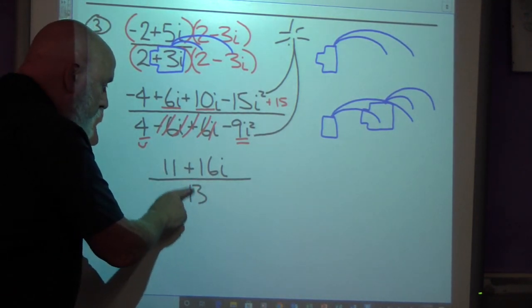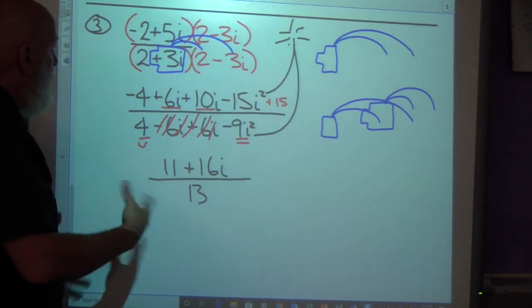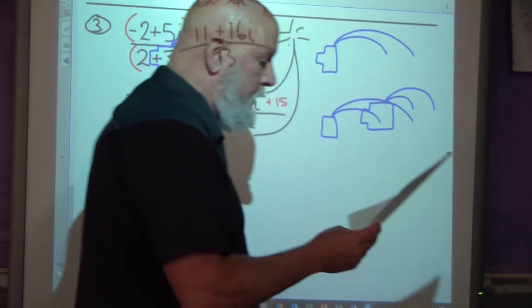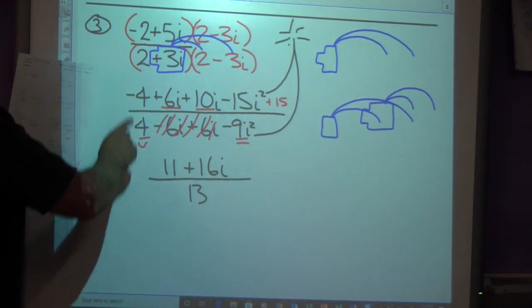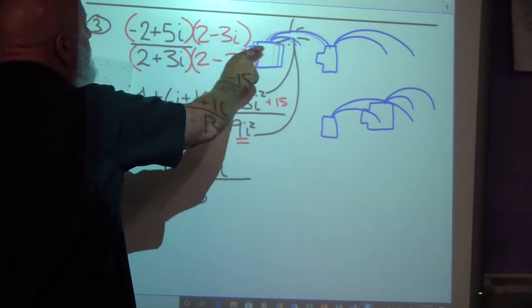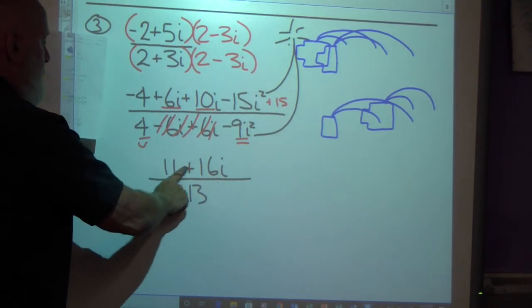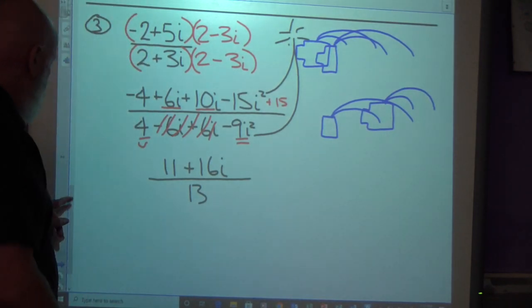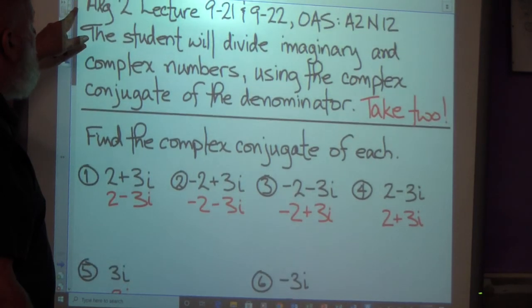It doesn't look like they'll reduce. These two are both prime, so I can't reduce it any further. And hopefully that's one of my choices. So I'm going to look and see if that is one of my choices. Yes, this is, as I said, this is number 7, the original problem. And the choice B is 11 plus 16i over 13. So yay!